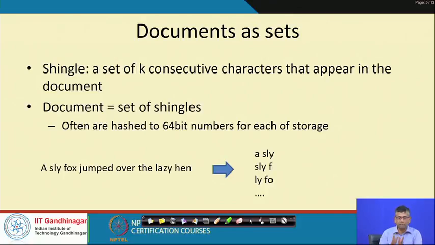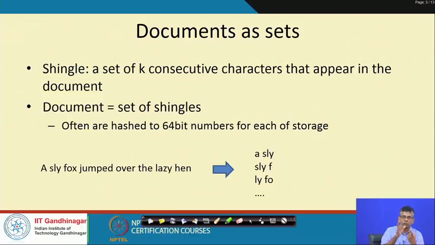A shingle is nothing but a set of k consecutive characters that appear in the document. It does not make sense to take each individual character, because then every document would basically have the same representation, since the frequency of the characters is more or less the same in any large enough document. So what you do is you take k consecutive characters, and that substring is a shingle.